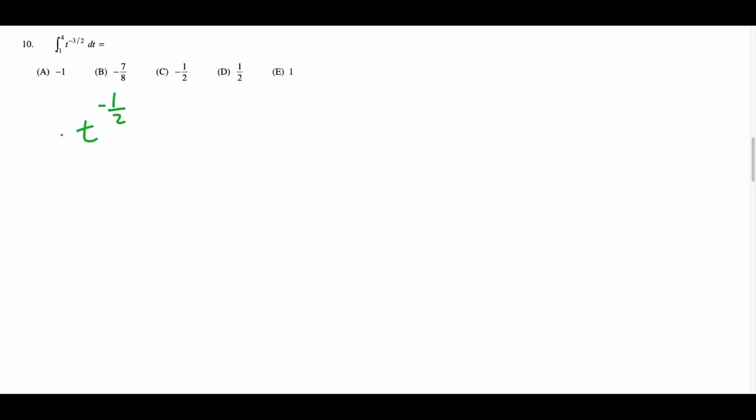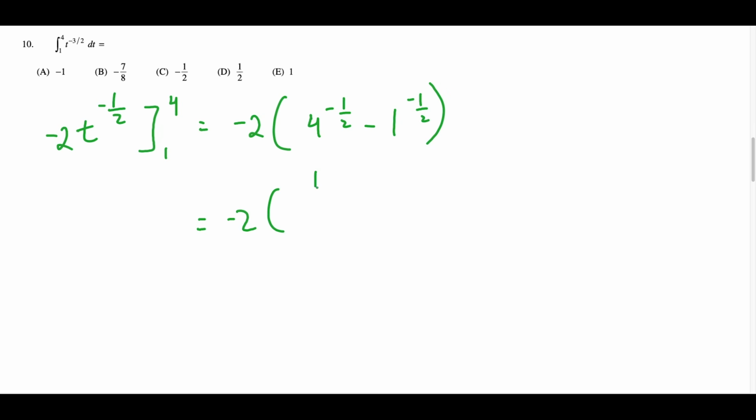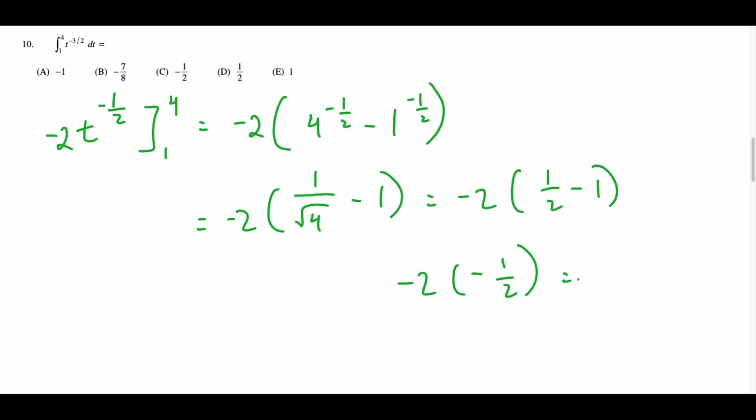And when I divide by negative half, that's going to put a coefficient of negative 2 in front. And I'm evaluating this from t equals 1 to t equals 4. So the negative 2 I'll just leave outside because it's a constant. And I'm going to have 4 to the negative 1/2 minus 1 to the negative 1/2, which is going to give me negative 2 times 1 over the square root of 4 minus 1. So I get negative 2 times 1/2 minus 1. And I get negative 2 times negative 1/2, which is equal to positive 1, giving me choice E for question 10.